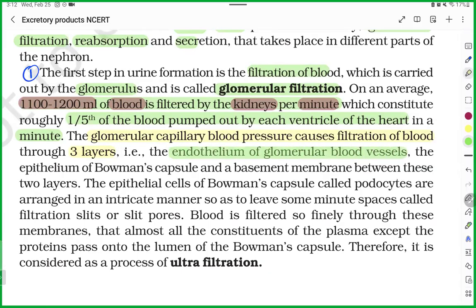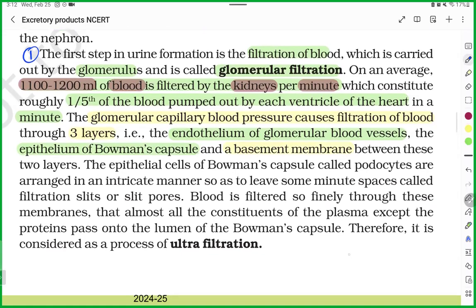First, endothelium of blood vessel. Second, epithelium of Bowman's capsule. And third is the basement membrane between both of them. So three layers, almost like your respiratory system. In the respiratory system there were three layers: one, alveoli; second, blood vessel; and third, basement membrane.